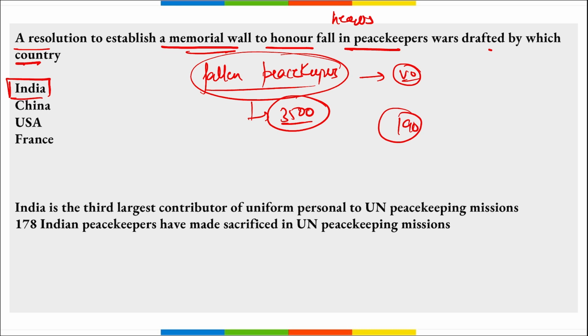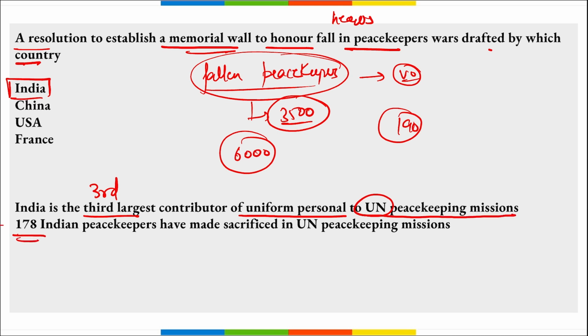Then remember, if we talk about Indian peacekeepers, more than 6,000 military and police personnel were deployed to various countries under these missions, and India is the third largest contributor of uniformed personnel to the United Nations peacekeeping missions. 178 Indian peacekeepers have been sacrificed in the UN peacekeeping missions so far. Mark this important topic to discuss and note about.